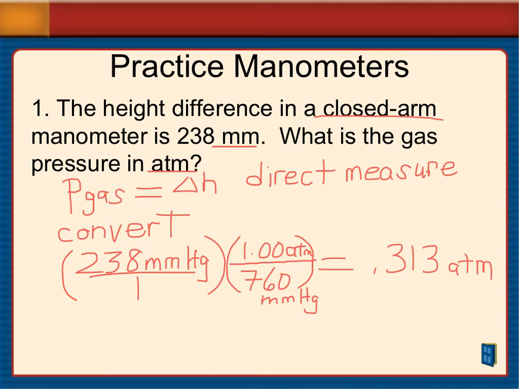Looking at the significant figures, we see that there are 3 significant figures in the number 238. Therefore, we include 3 significant figures in the answer, 0.313.